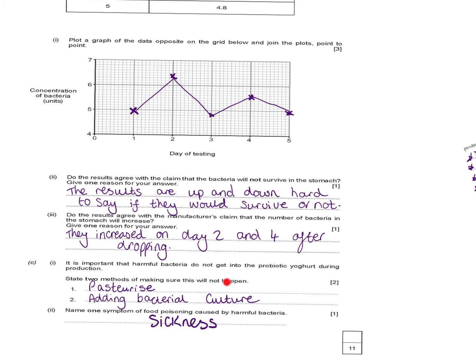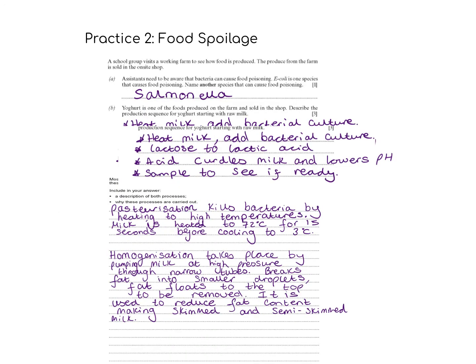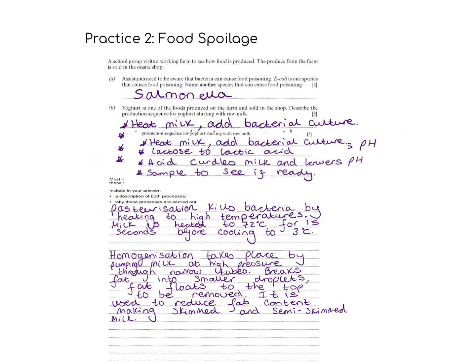State 2 methods of making sure this would not happen with harmful bacteria. We also pasteurize and we add that bacterial culture to lower the pH. One symptom of food poisoning caused by harmful bacteria is sickness. You could have had diarrhea, temperature, stuff like that. Another species that can cause food poisoning is E. coli, so I put salmonella.